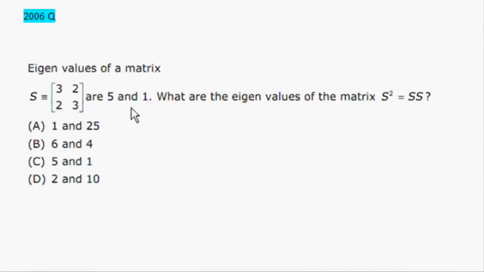This is a 2006 question. Eigenvalues of the matrix S are 5 and 1. What are the eigenvalues of matrix S square? You know very well that if the eigenvalues are lambda 1, lambda 2, then the square of the matrix will have eigenvalues lambda 1 square, lambda 2 square. So 5 square is 25 and 1 square is 1. So 25 and 1 are the eigenvalues of S square. So 1 and 25, A is the correct answer.